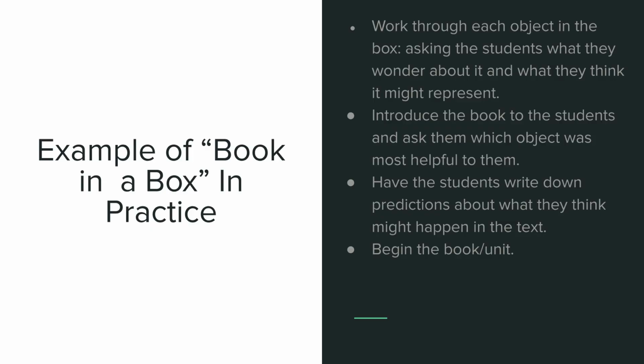Now, once you have all of your materials gathered and everything set up, you would stand in front of the class before starting the story and you would work through each object in the box, holding up each one, asking the students what they wonder about it or what they think it might represent in this story. Then you'll introduce the book to the students and maybe ask them which object is most helpful to them. You can have them write down predictions about what they think might happen based on the objects and your explanation of the objects that go along with Charlotte's Web. And then you would begin the book or the unit for them.